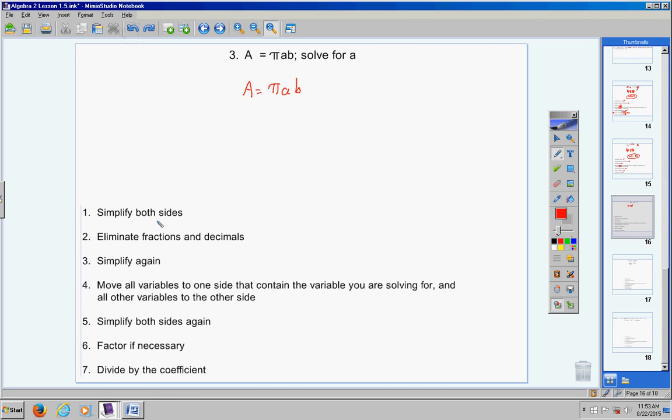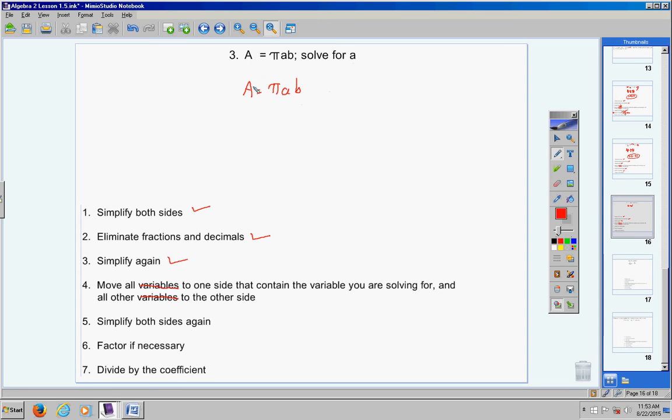Alright, simplify both sides. Well, I only have 1 term here and 1 term here, so there's no simplifying I can do. Eliminate fractions and decimals, there are no fractions or decimals. Simplify again, nothing I can do. We're going to go through all these steps and do nothing. Watch. Move all terms to one side that contain the variable you're solving for. Well, we're solving for what? A.